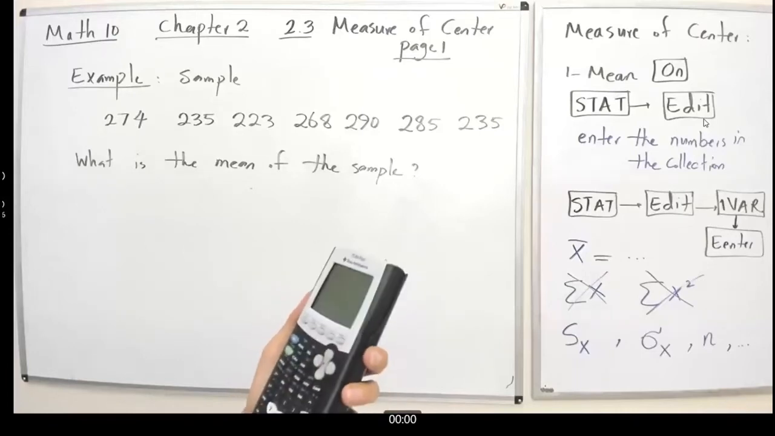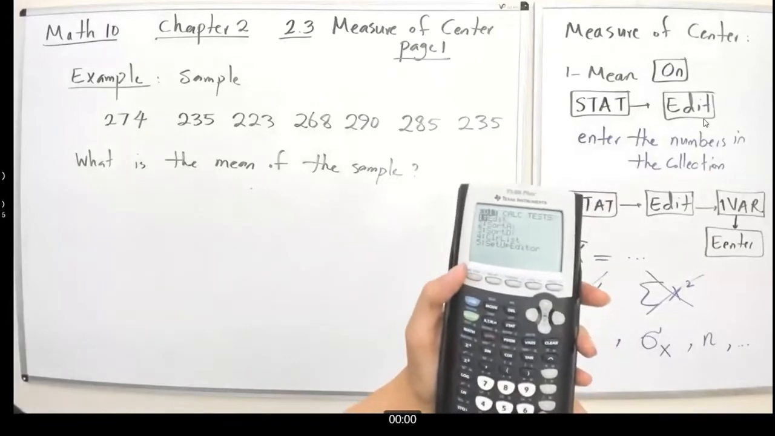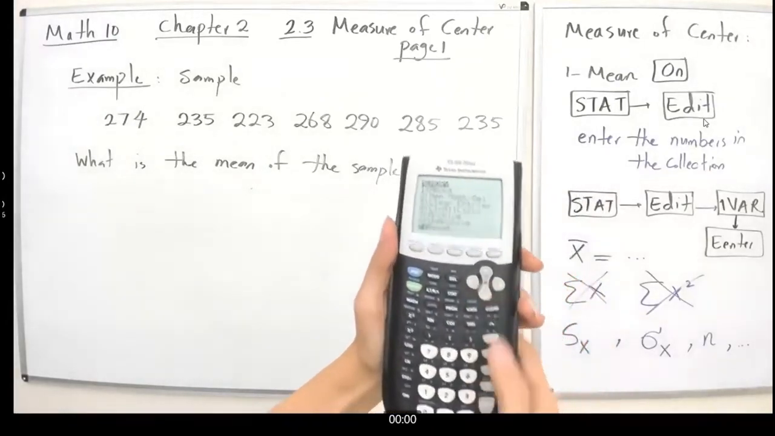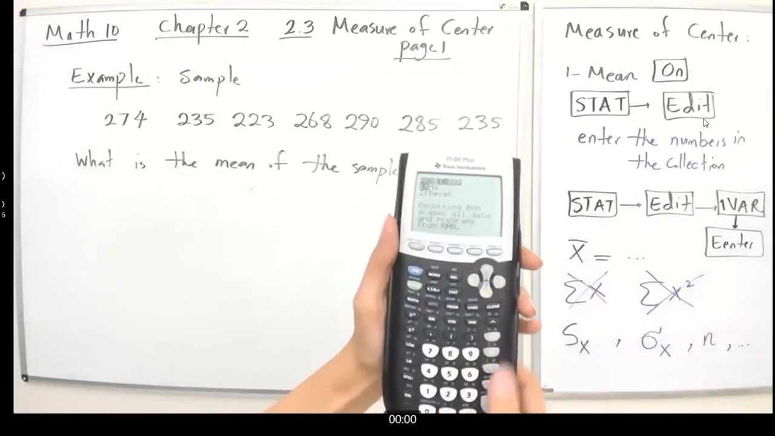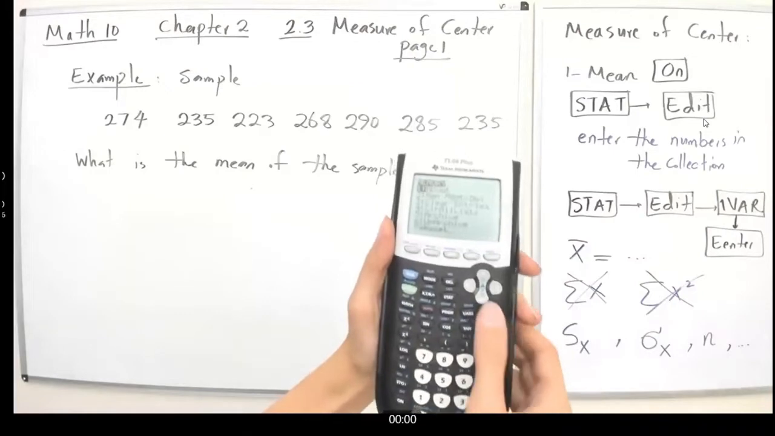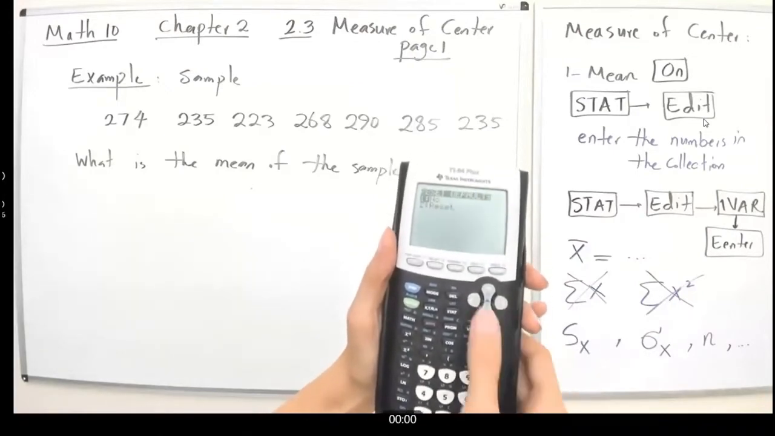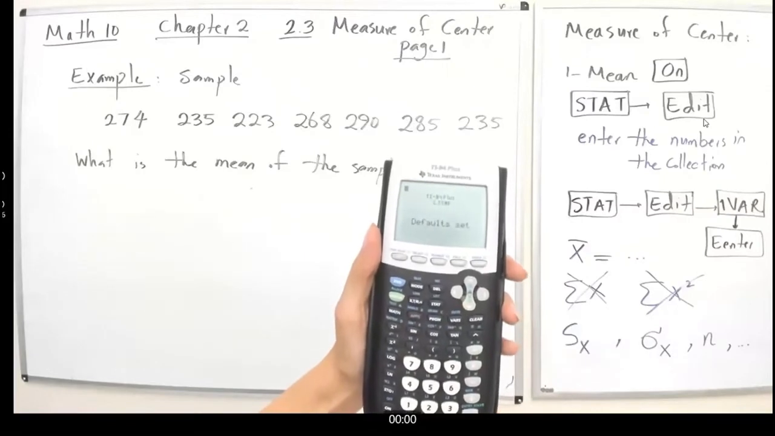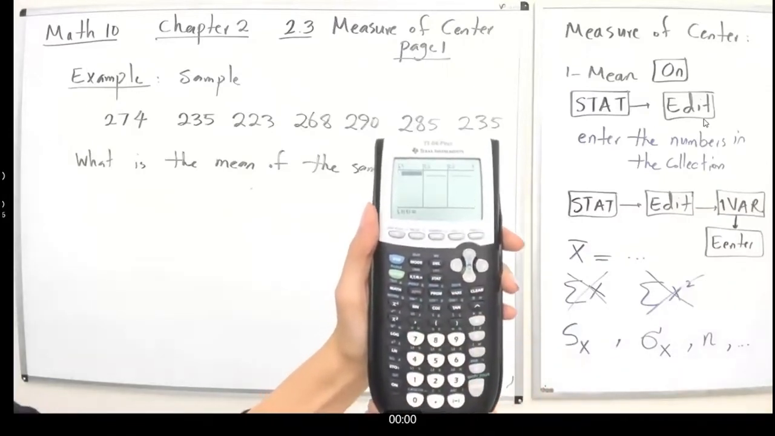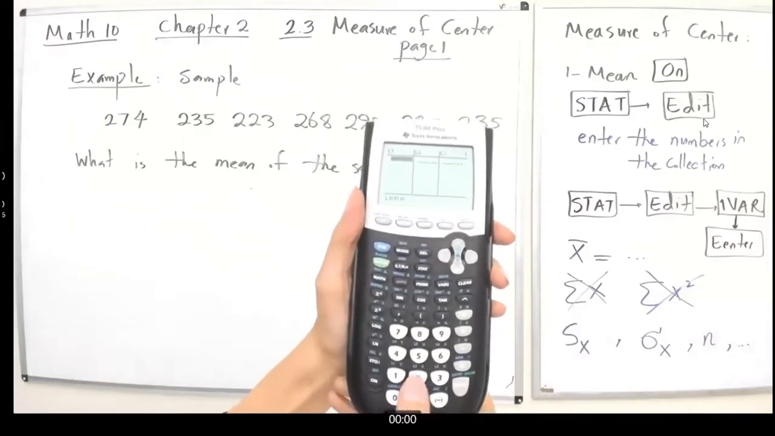Let me just reset my calculator. Second, memory, I'm going to reset my calculator, all RAM. And I also have to reset the defaults. Here we go. Okay. I go to Stat, Edit, and now I'm entering the numbers on the board.